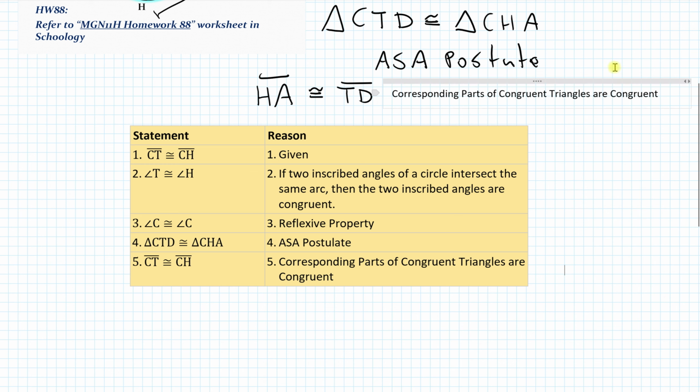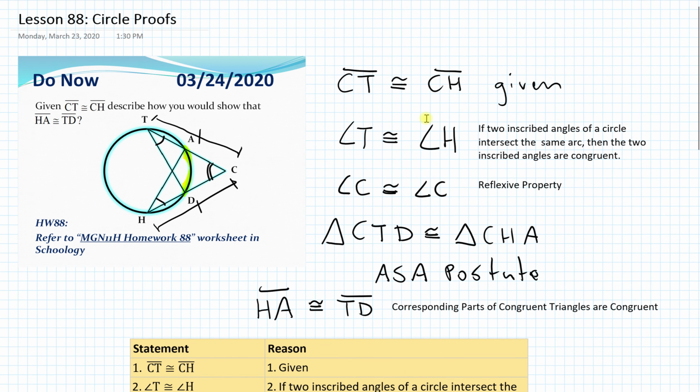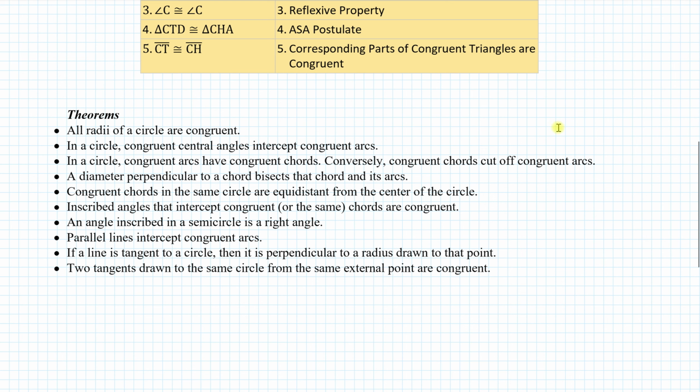So at this point, let me give you all the theorems and postulates that you need for the circle proof unit or the lesson. So once you have studied all the theorems and postulates, what I want you to do is to go to homework 88 in Schoology and complete your homework 88 assignment, and that will be due on Wednesday. Other than that, let me introduce you to the theorems. Okay, so these are all the theorems.